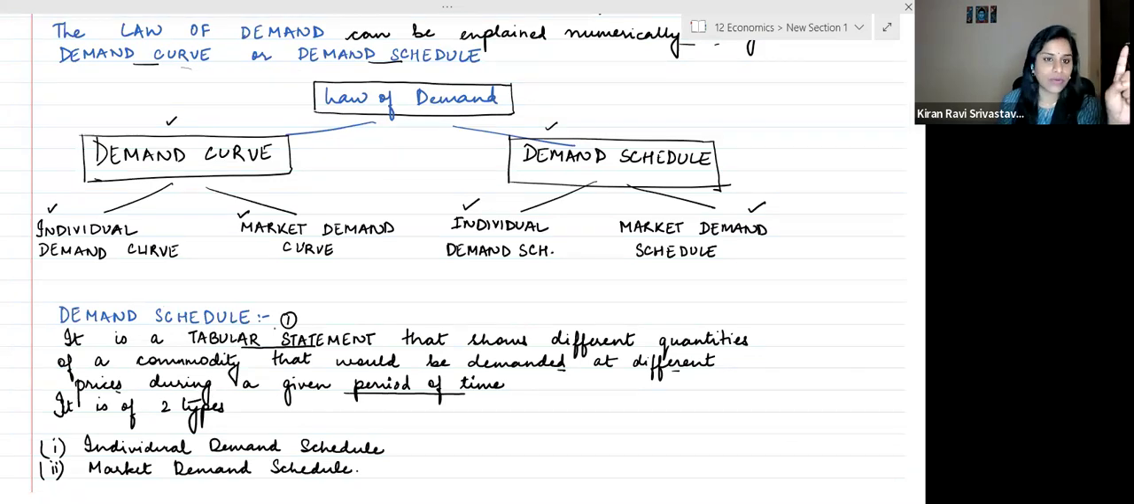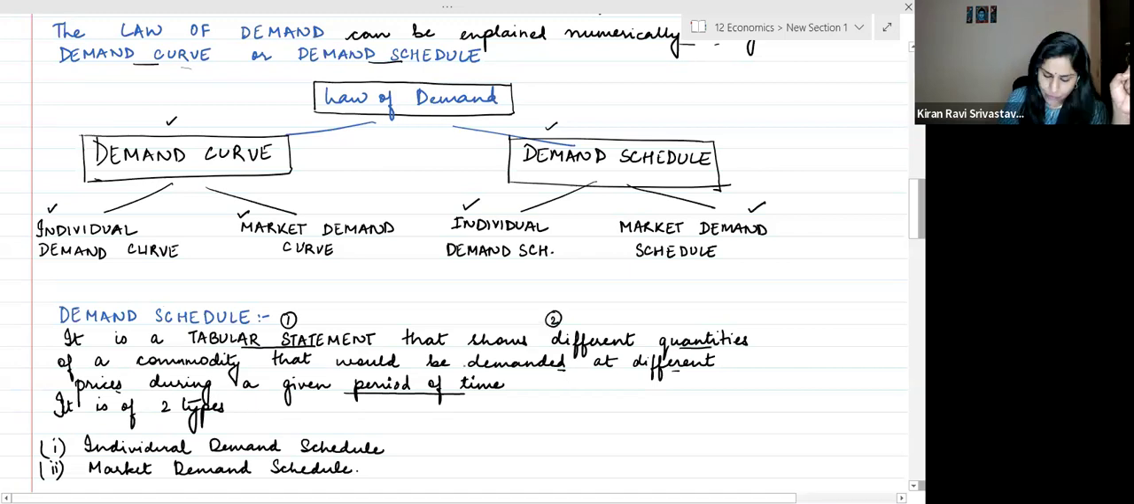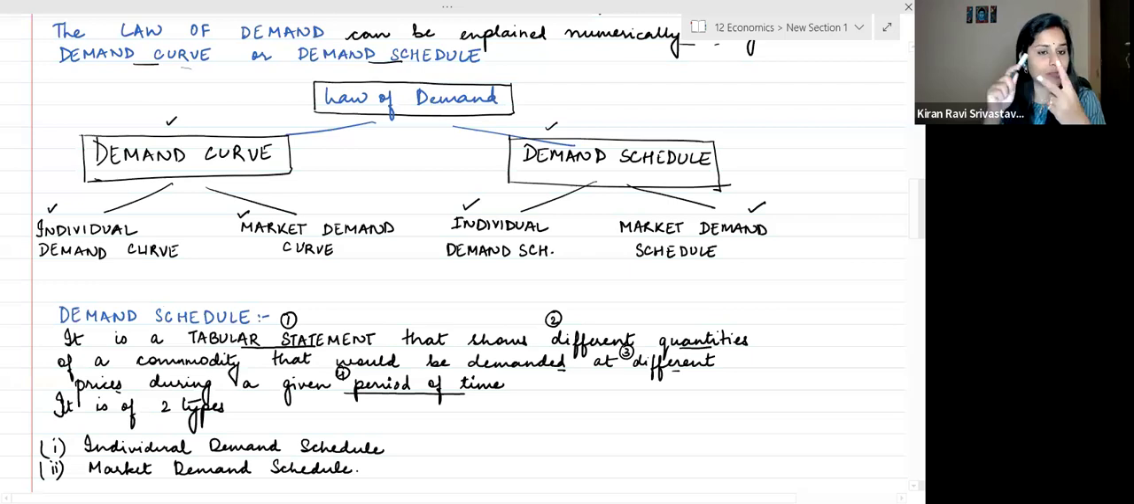First we said that it is a tabular statement. Now, what does this table show? It shows the different quantities of a commodity that would be demanded. Third, at different prices, during a given period of time. Fourth, so this whole paragraph I can learn by dividing it into 4 points. The first point says that it is a tabular statement which shows different quantities of a commodity that will be demanded at different prices during a given period of time.